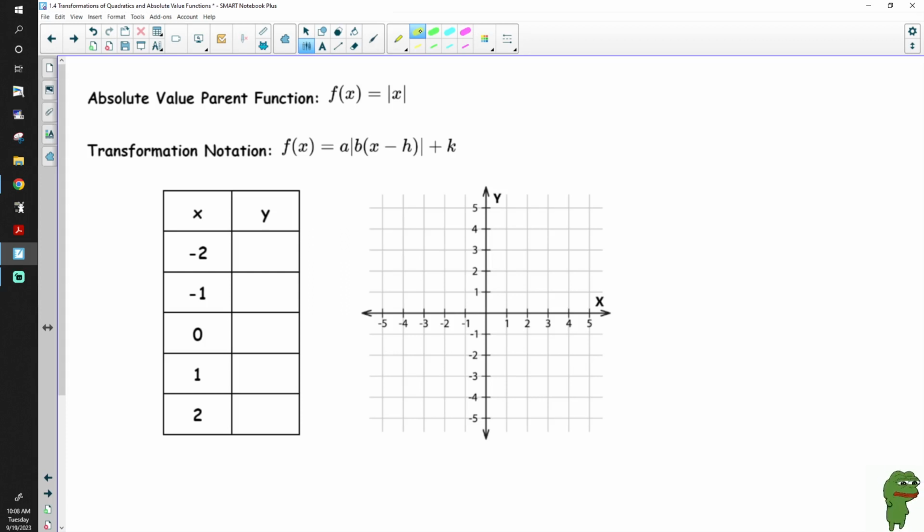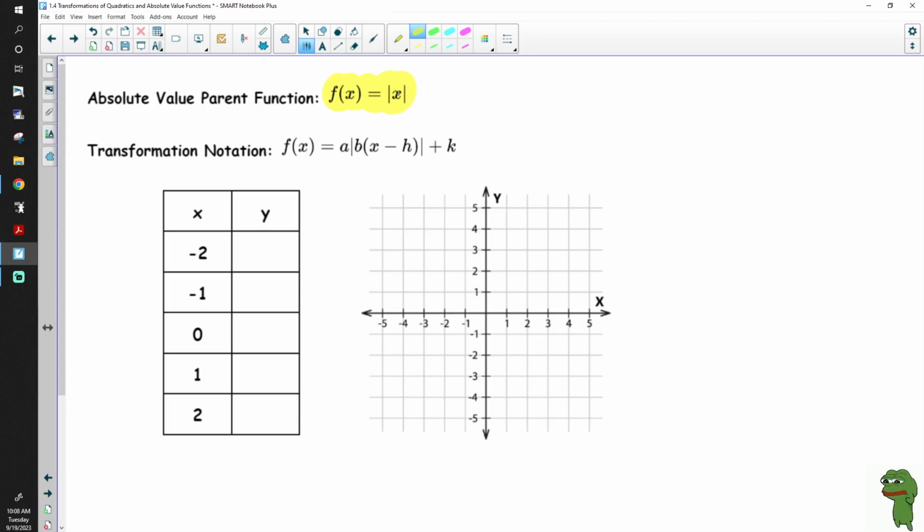We are going to first transform the absolute value function. That's right here. F of x equals the absolute value, that's the vertical bars, absolute value of x. This is called a parent function because this is the father or mother of all absolute value functions. Any absolute value function you plot on a coordinate plane starts by the parent function. That's the beginning, the simplest, easiest form of it. It doesn't have an a, b, h, or k. It doesn't have any of the values. It's just the parent.